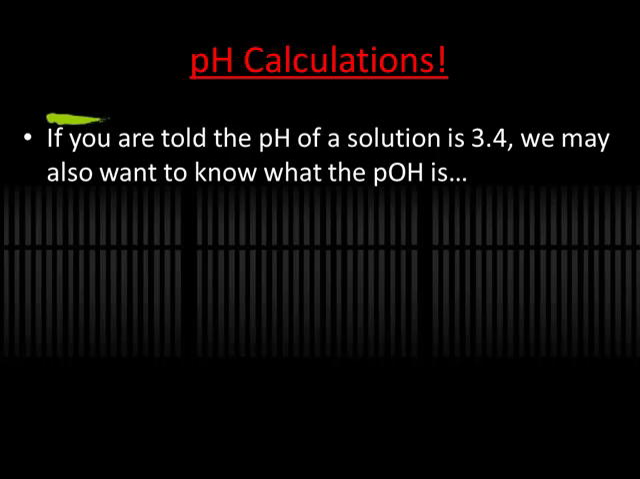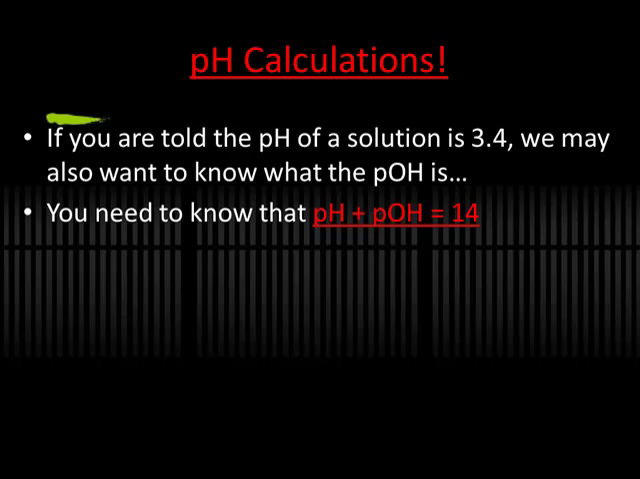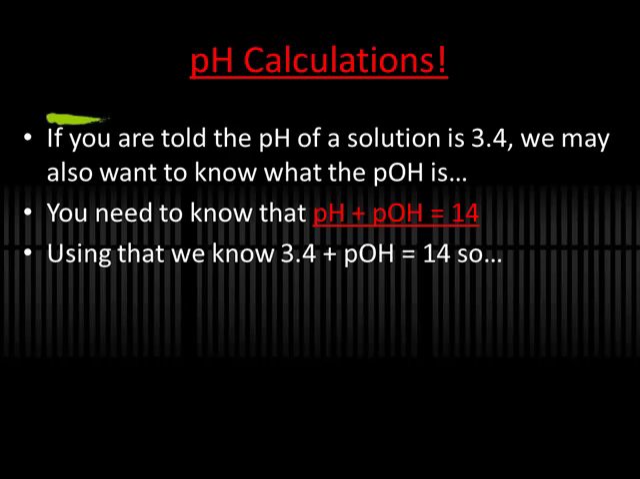If you're told the pH of a solution is 3.4, we may also want to know what the pOH is. So the log scale of how many OH minus ions are in there, how basic it is. For that we need to know this formula: pH plus pOH must always equal 14. This is the nice and easy math one.